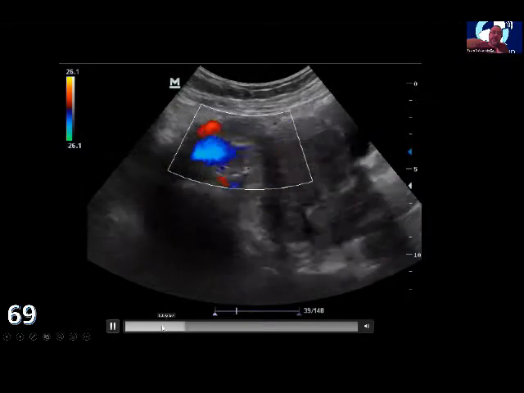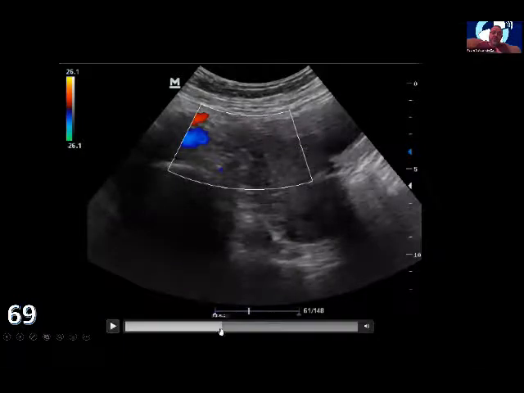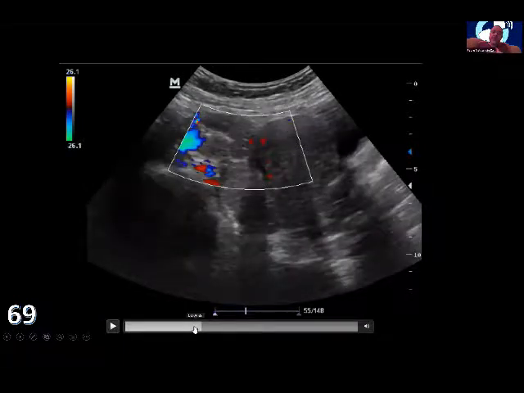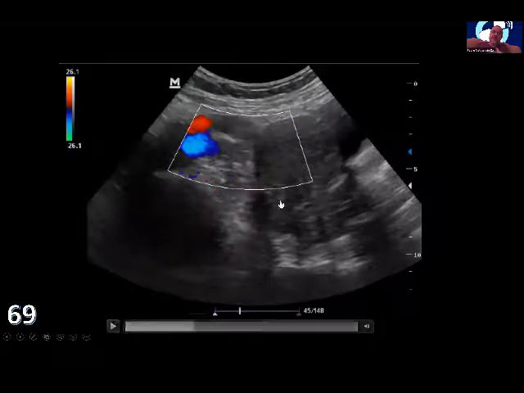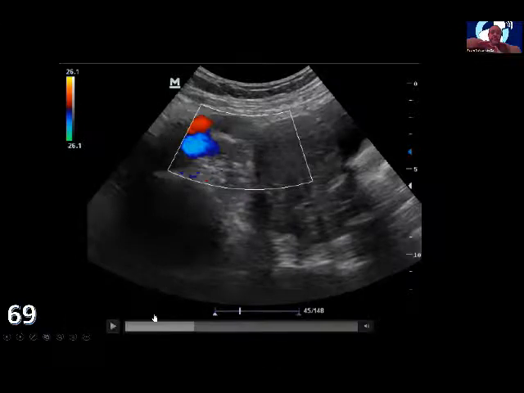Okay, here you have the uterus. Perhaps some ovary, blood vessels. We don't see color here because the angle between the blood moving and the transducer is 90 degrees, and the mass.